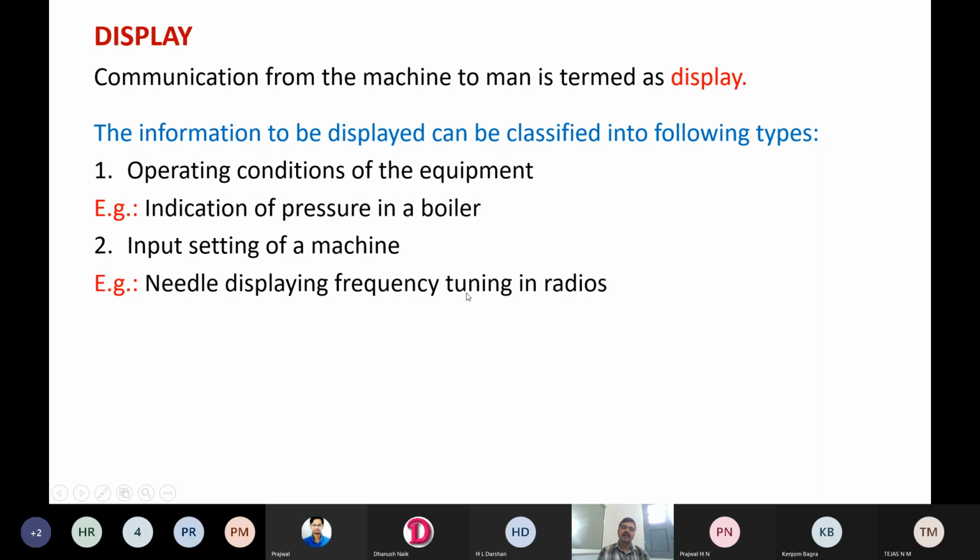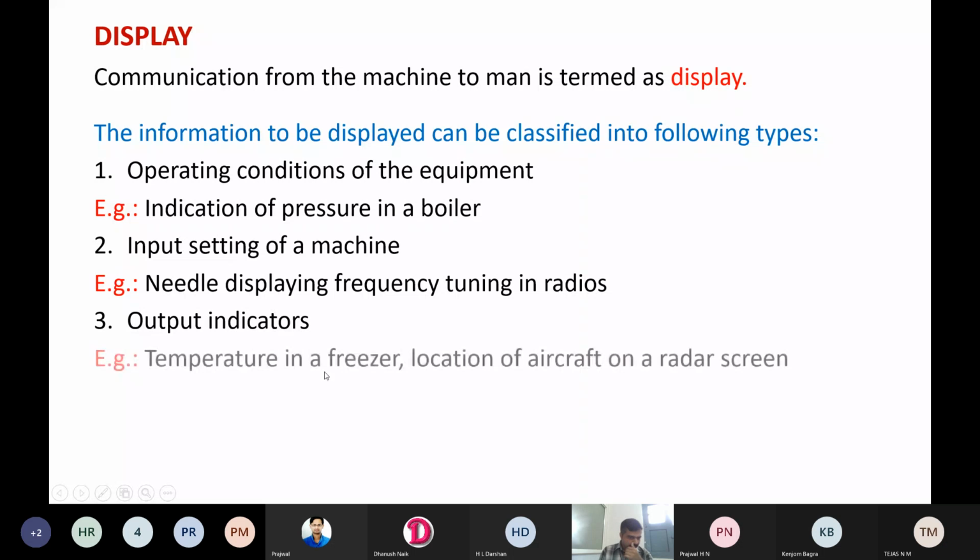Earlier, or even today, some are using radios. If they want to get a particular radio channel, then they have to tune this. In old radios they have to tune to get the required channel. That is the input setting. Output indicators: temperature in a freezer, location of aircraft on a radar system. And even speed in the vehicle, that is also displayed by the output indicators.